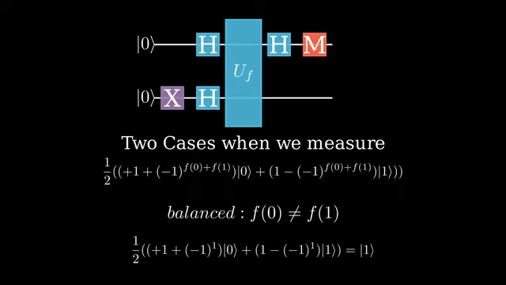If f is balanced, then f of 0 does not equal f of 1, and we get opposite values. By similar reasoning, we can equally show that we only measure 1. Notice again, this algorithm doesn't actually care about how the function f ever works. It only cares that the function satisfied our criteria, meaning that the function was either constant or balanced.